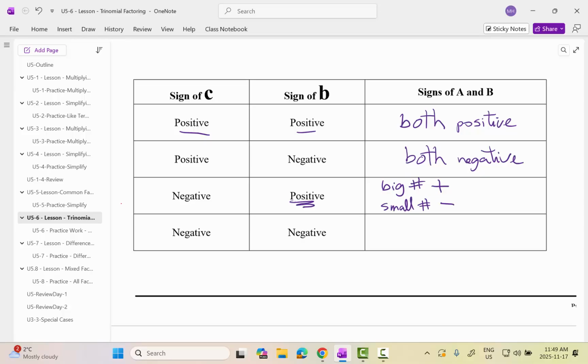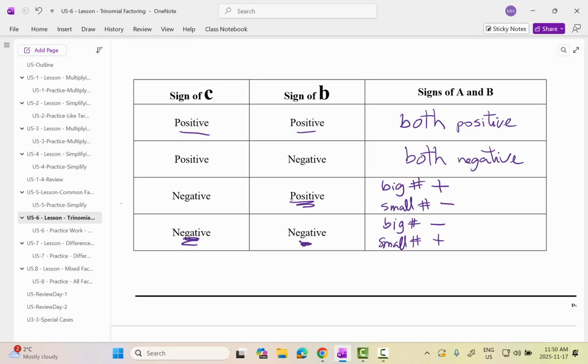What if both C and B are negative? So what if the last number is negative and the middle is also negative? Then what do the signs of A and B have to be? Again, to get a product, A times B, to get negative, one has to be positive, one has to be negative. However, if I want the addition to become a negative, then that means the big number has to be negative now, and the small number has to be positive. Okay.